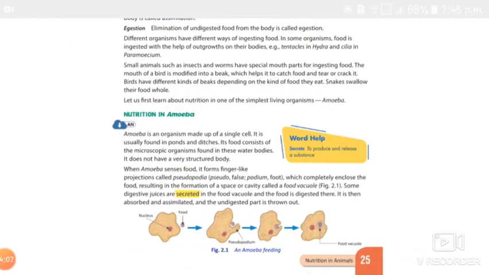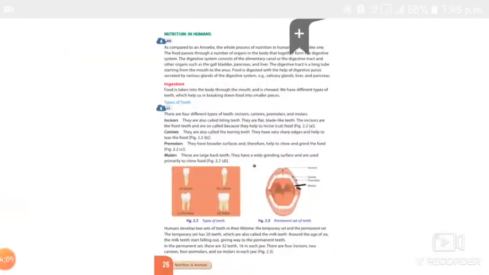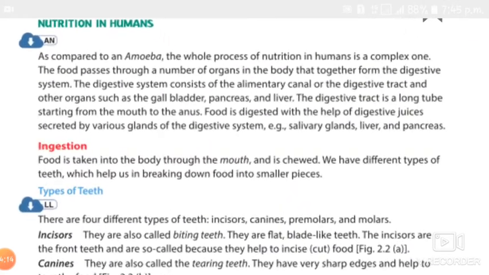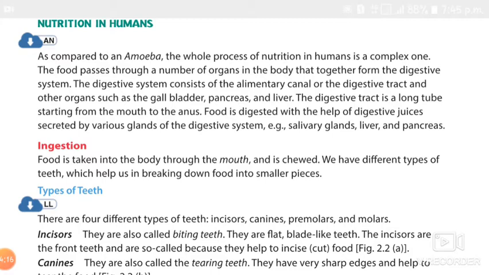Listen, the intake of food into the body is called ingestion. The process of nutrition starts in the mouth. We are taking the food through our mouth. The food is taken into the body through the mouth only. In the mouth, we have the teeth and the tongue, right? The teeth and tongue help to chew the food.